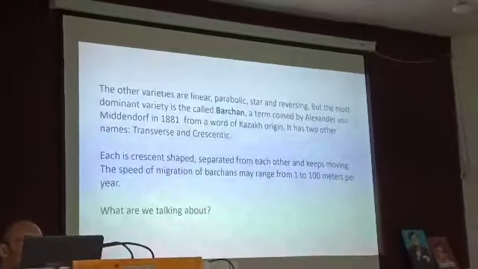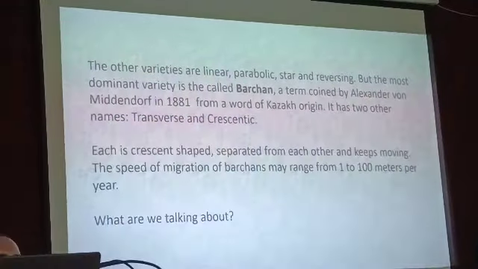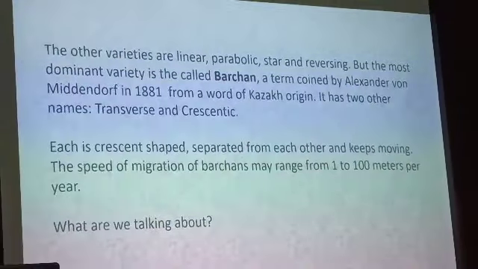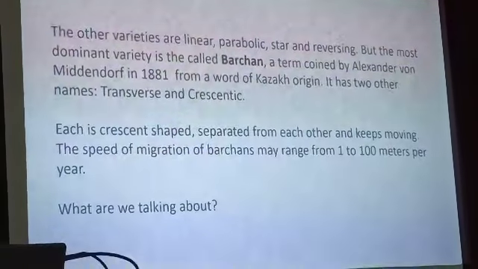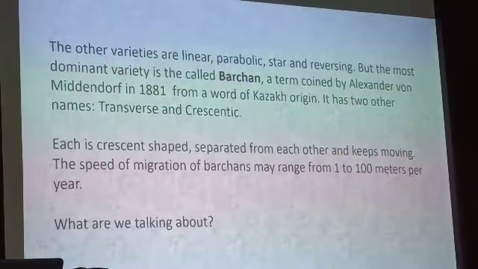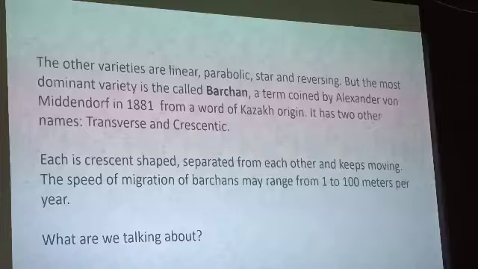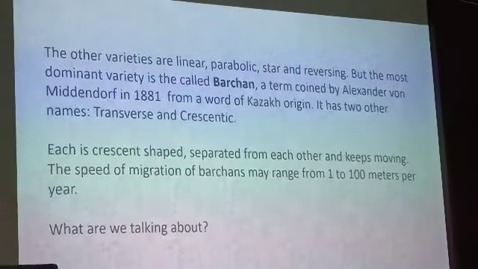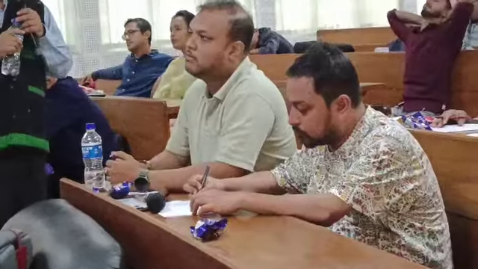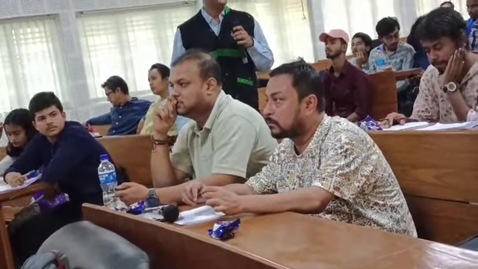The other varieties are linear, parabolic, star, and reversing. But the most dominant variety is called the Bachchan, a term coined by Alexander von Middelhoff in 1881 from a word of Kazakh origin. Okay? It has two other names, transverse and crescentic. Each is crescent-shaped and separated from each other and keeps moving. The speed of migration of Bachchans may range from 1 to 100 meters per year. What are we talking about? What are Bachchans? Some teams are waiting to answer this. There's quite a graphic description. Okay, come on. I can't wait for the whole day.